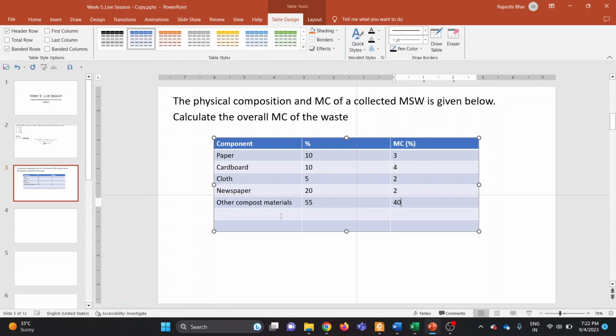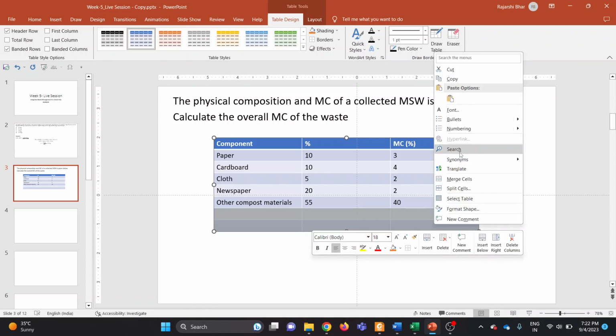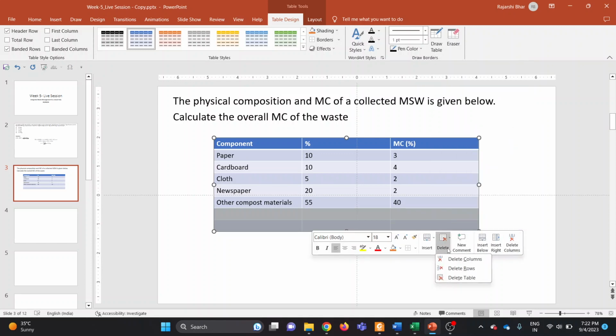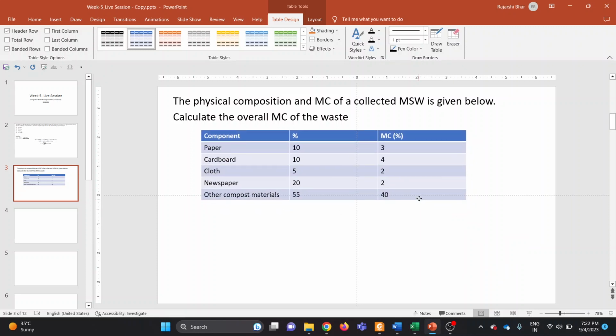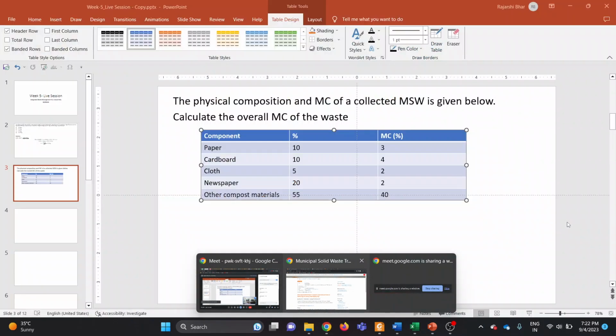Okay. So individual moisture contents of the components have been shared with you. What you need to do is that you need to determine the overall moisture content of the municipal solid waste. For this question, you can have about again 5-10 minutes, and then I will share the solution with you. In case you have any doubt in the previous question, please let me know.